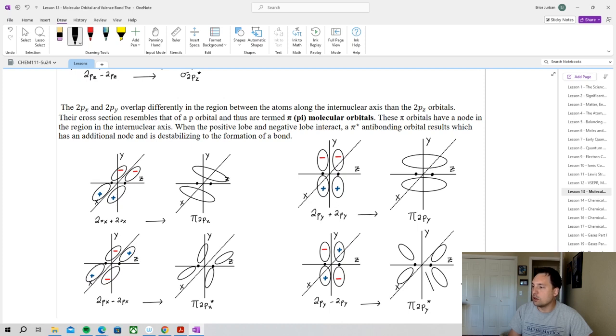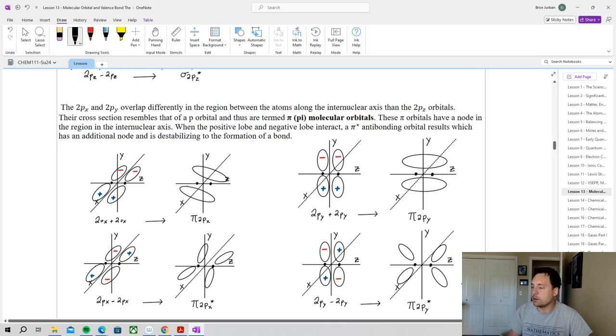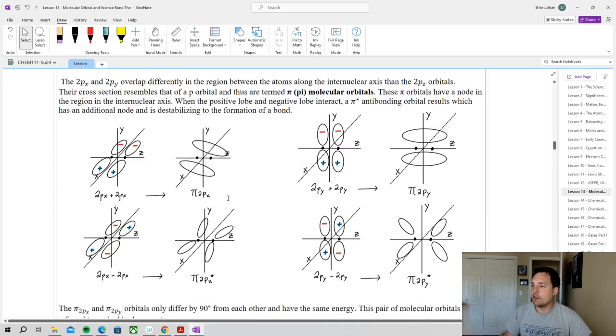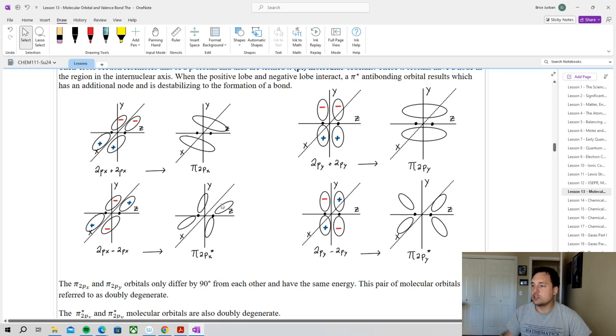So there's a node along the y-axis and along the z-axis on this image here in the bottom right. And then the 2px orbitals combine the same way as the 2py do, just 90 degrees, creating molecular orbitals that are 90 degrees from each other. So we have 2 bonding orbitals and 2 anti-bonding orbitals again, where the pi 2px and pi 2py are doubly degenerate, meaning they have the same energy levels, and the pi 2px star and pi 2py star are also doubly degenerate.